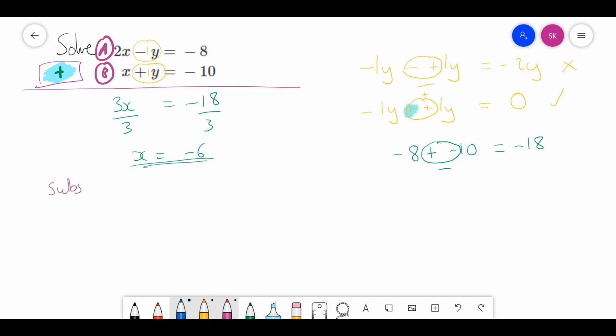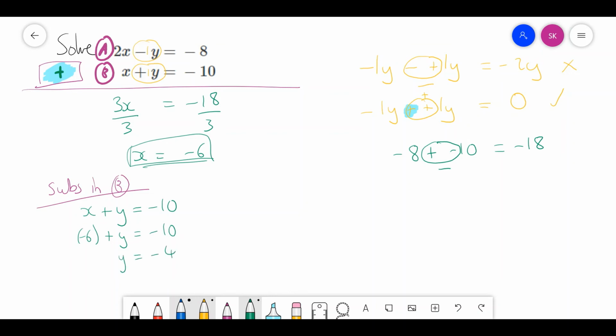Subs in. Here's my strategy again, that's why I'm back to purple. I'm going to go for B, looks much easier. So I write x plus y equals negative 10. And instead of x, I'm going to substitute in the value that I got here, which is negative 6. Add 6 to both sides, and I get negative 4. Negative 10 plus 6, starting at negative 10, going up by 6, end up at negative 4. That's my solution for y.